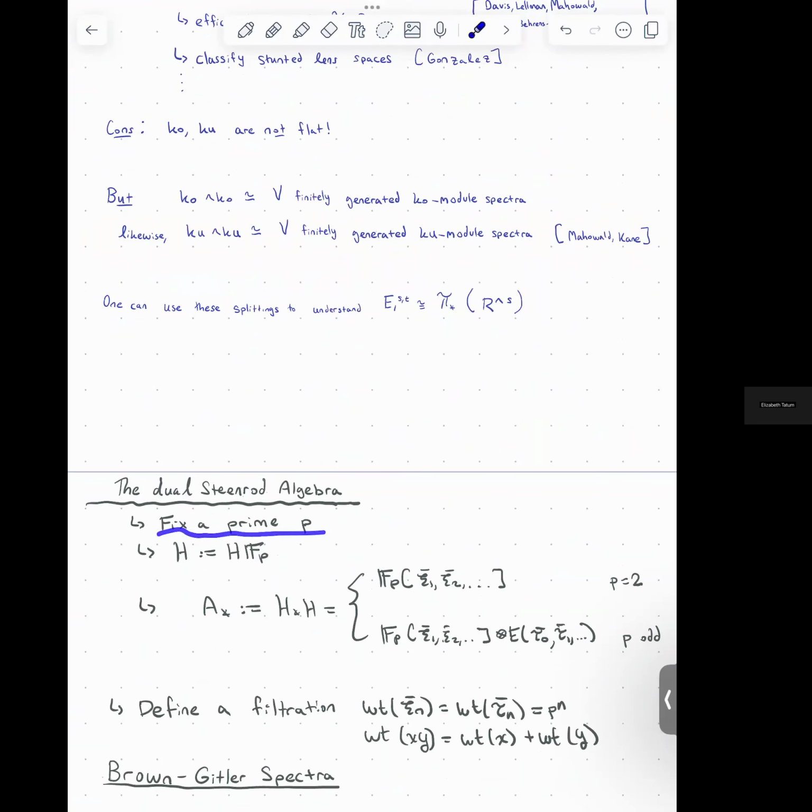So you can fix the prime p, and let's let H denote HFp to make things a little easier. Then the dual Steenrod algebra is H star H. At the prime 2, that should be a polynomial algebra, and at odd primes, you'll have the polynomial piece tensor with an exterior piece as well.